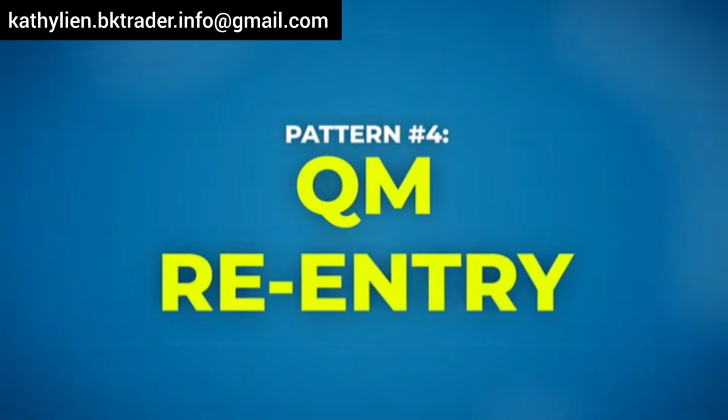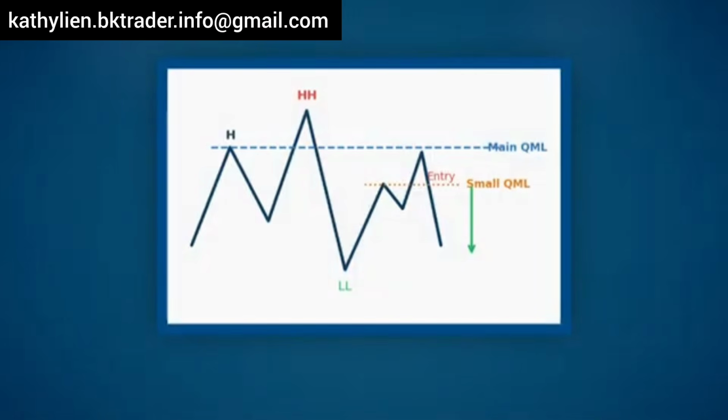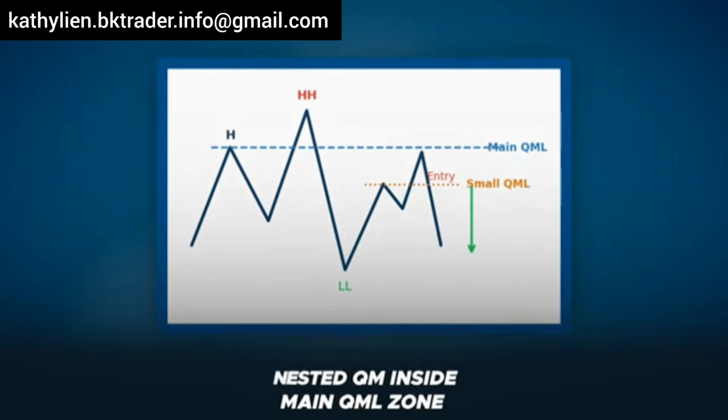Pattern 4 is the QM re-entry. This is one of my absolute favorites because it gives you sniper level precision on your entries. Here's what happens. You have a large Quasimodo pattern forming on your chart. You have your main QM level identified, but instead of entering at the main QML, you drop down to a lower time frame and look for a smaller QM structure forming at that main Quasimodo QML zone. And when you find it, you now have a small QML nested into a main QML.